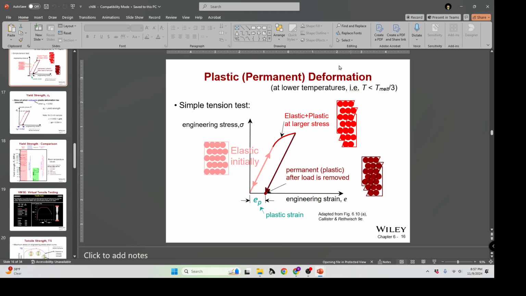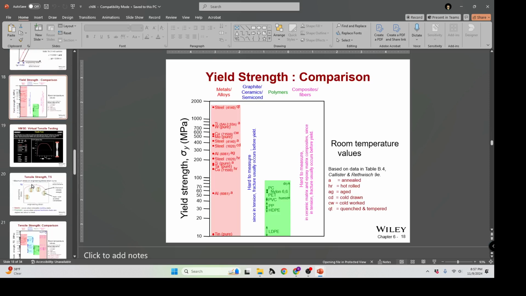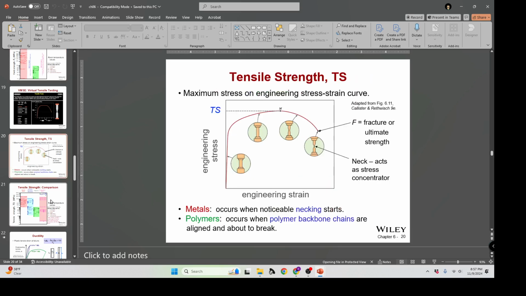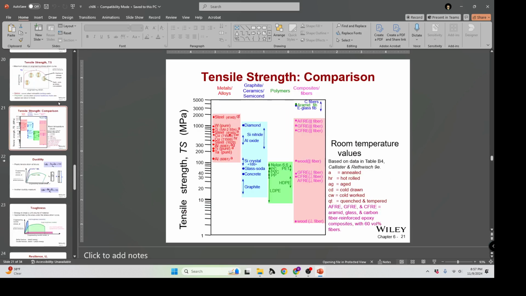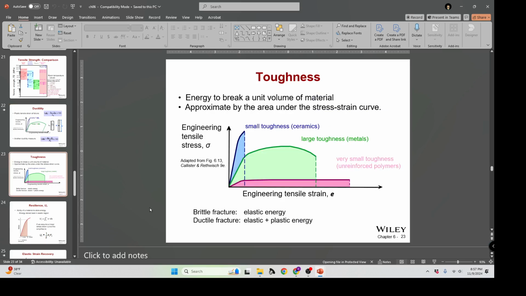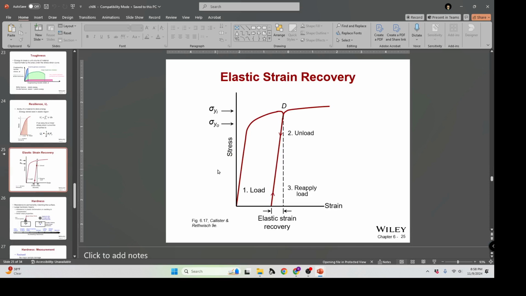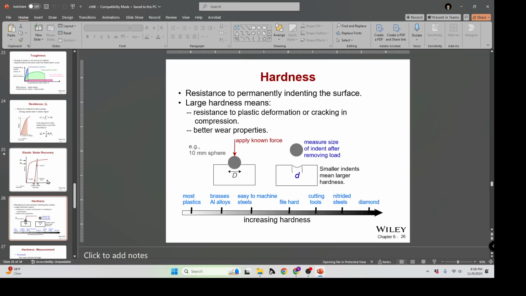Understanding clearly and being able to clearly articulate the difference between plastic and elastic deformation. Which one is which? What does it mean? What's storing energy? What's storing more energy? Tensile strength, relative comparison, and really a lot about the concepts of ductility, toughness, being this area under the curve, and resilience, to understand what a material can do, what kind of abuse it can take, the idea of unloading and elastic strain recovery, as well as hardness and surface properties.